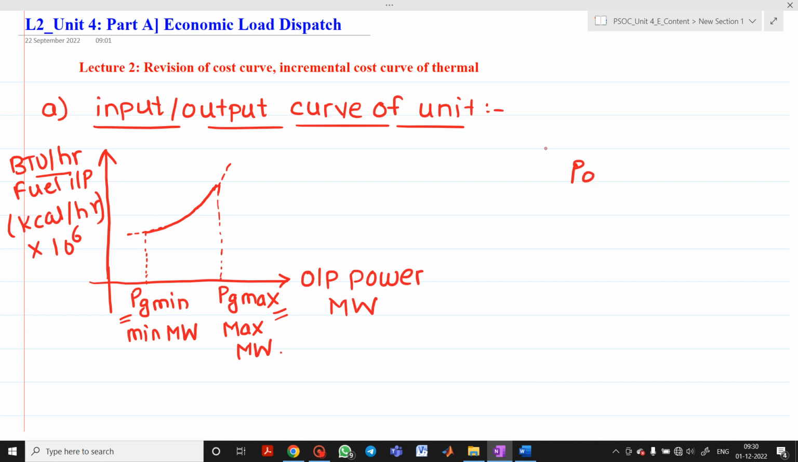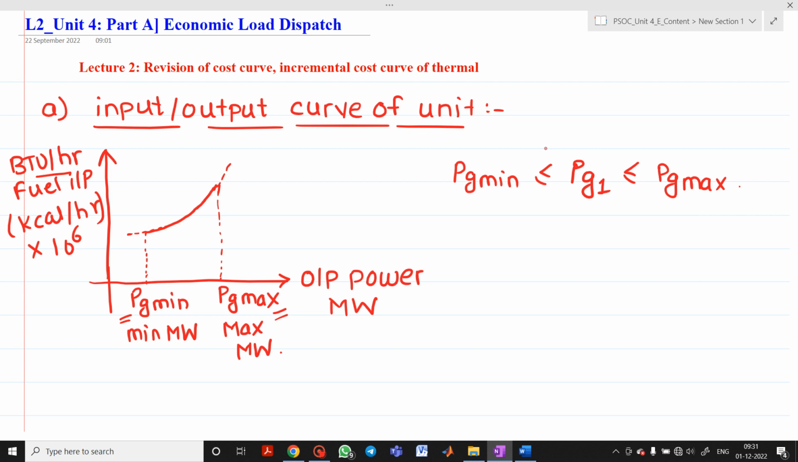Suppose PG is the power generated by generator 1. So there has to be a certain limit. It will be some kind of PG minimum and some kind of PG maximum. I'll give you a very simple example. Suppose I have a two-wheeler, then for that two-wheeler, there is a minimum speed and maximum speed. Minimum speed is 0, maximum speed might be locked at 100 or 120 km per hour.